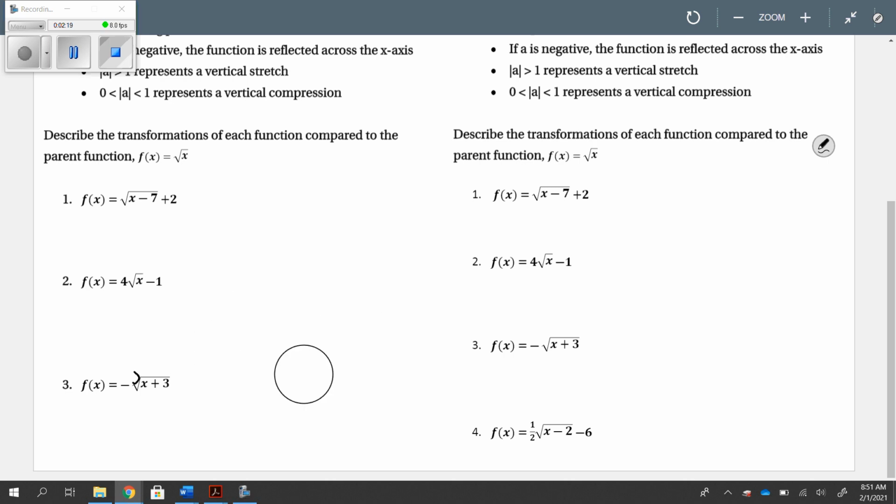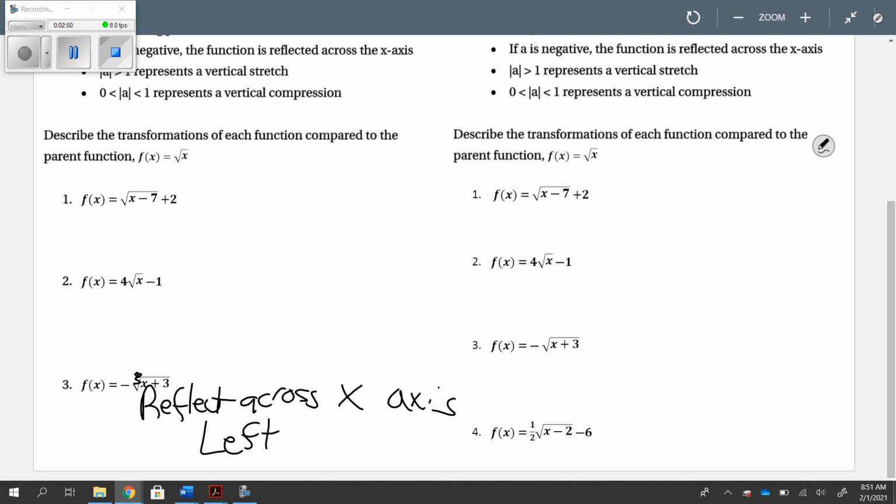Then on the last one, I won't hold you up too long because it's literally the same as yesterday. Just remember, picture a little 3 here, because it was written as yesterday's. We see that negative on the outside, negative cube root of x plus 3, so that negative is reflect across x-axis, and then that plus 3 on the inside means left 3. And we are done, okay?